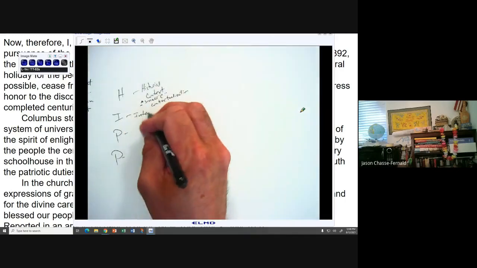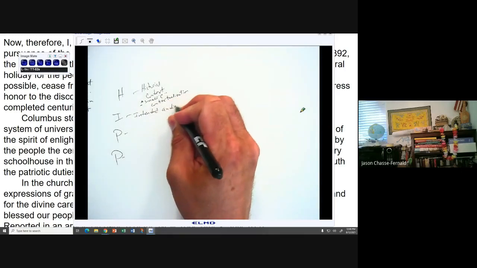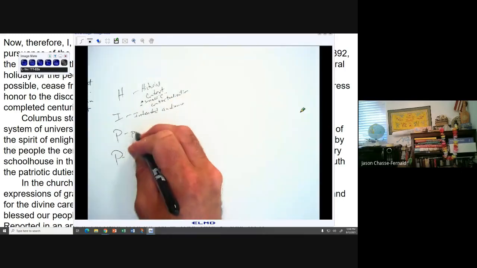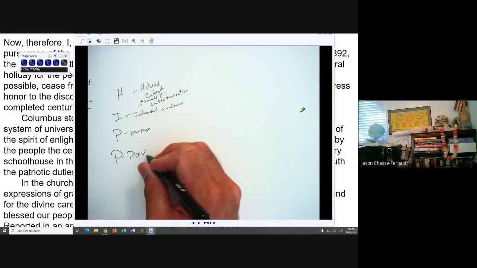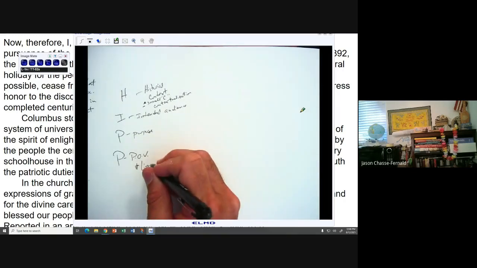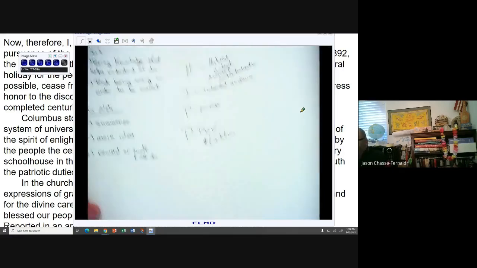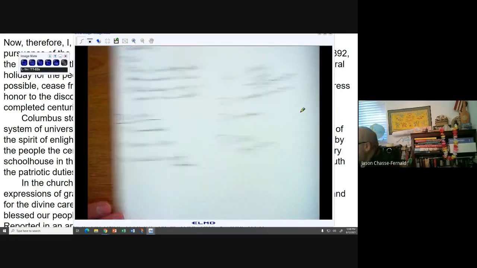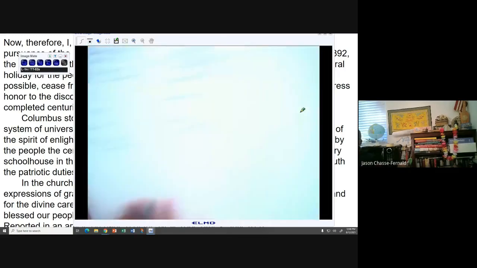Intended audience, purpose, and then point of view or limitations. All right, so when you're sourcing, you're going to be sourcing for one of these things.